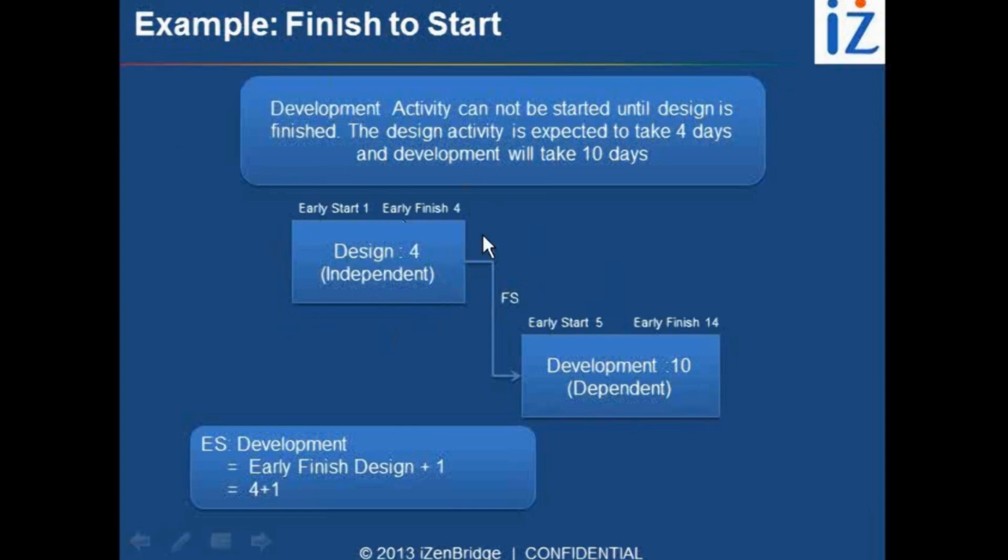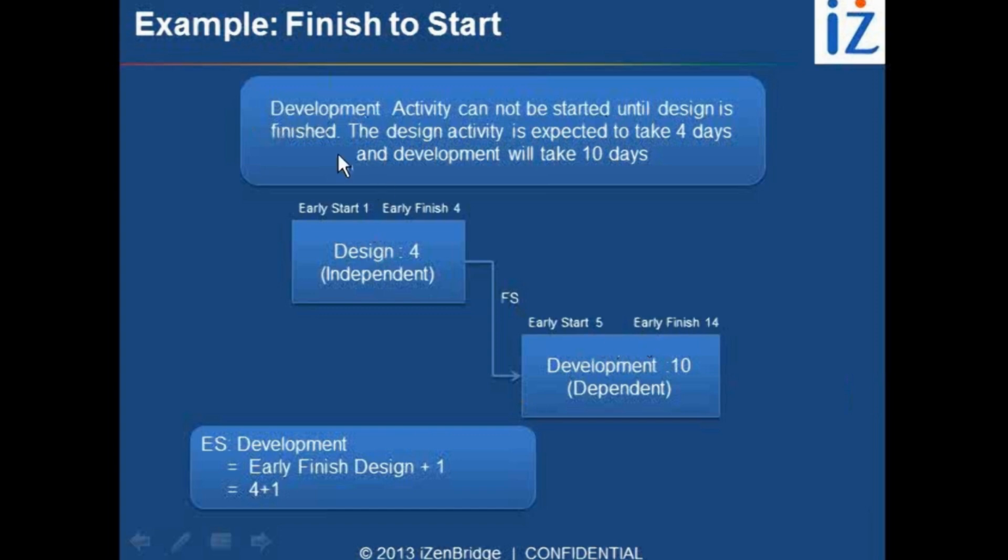If design is taking 4 days, it means it can start on day 1 and it will finish at the end of day 4. Once design is over, then only I can start my development. So when can I start my development? After finishing of design. So design finishing plus 1 is my starting time.